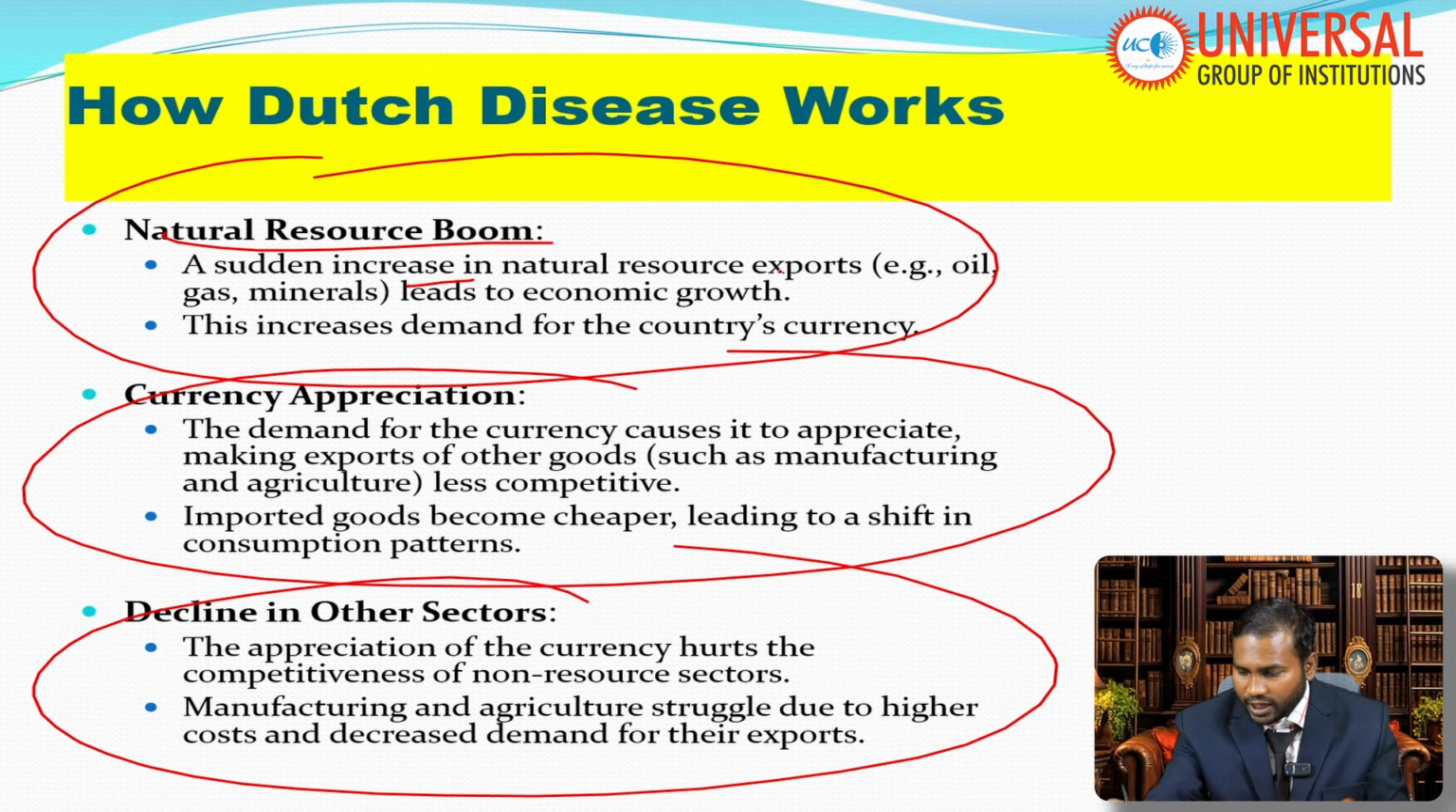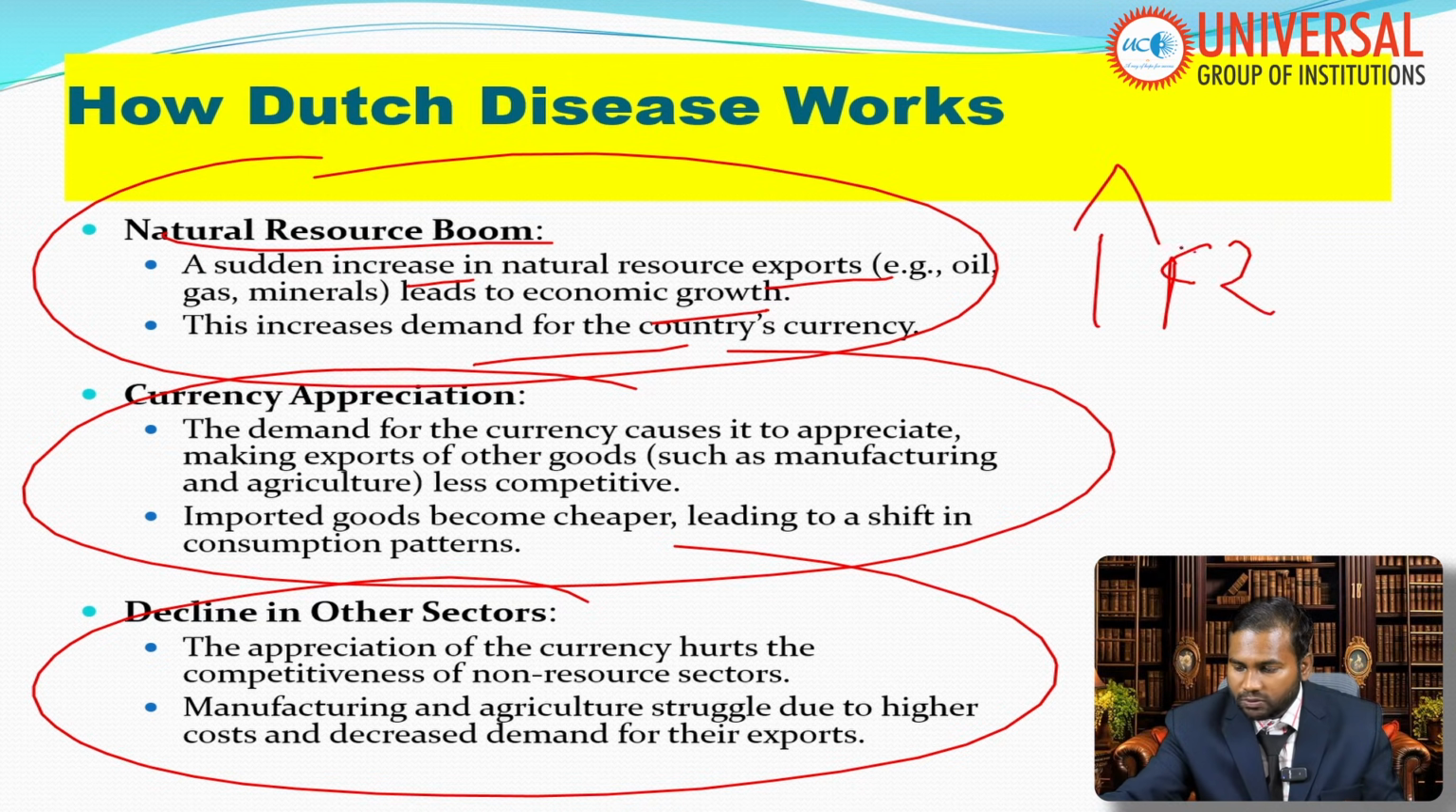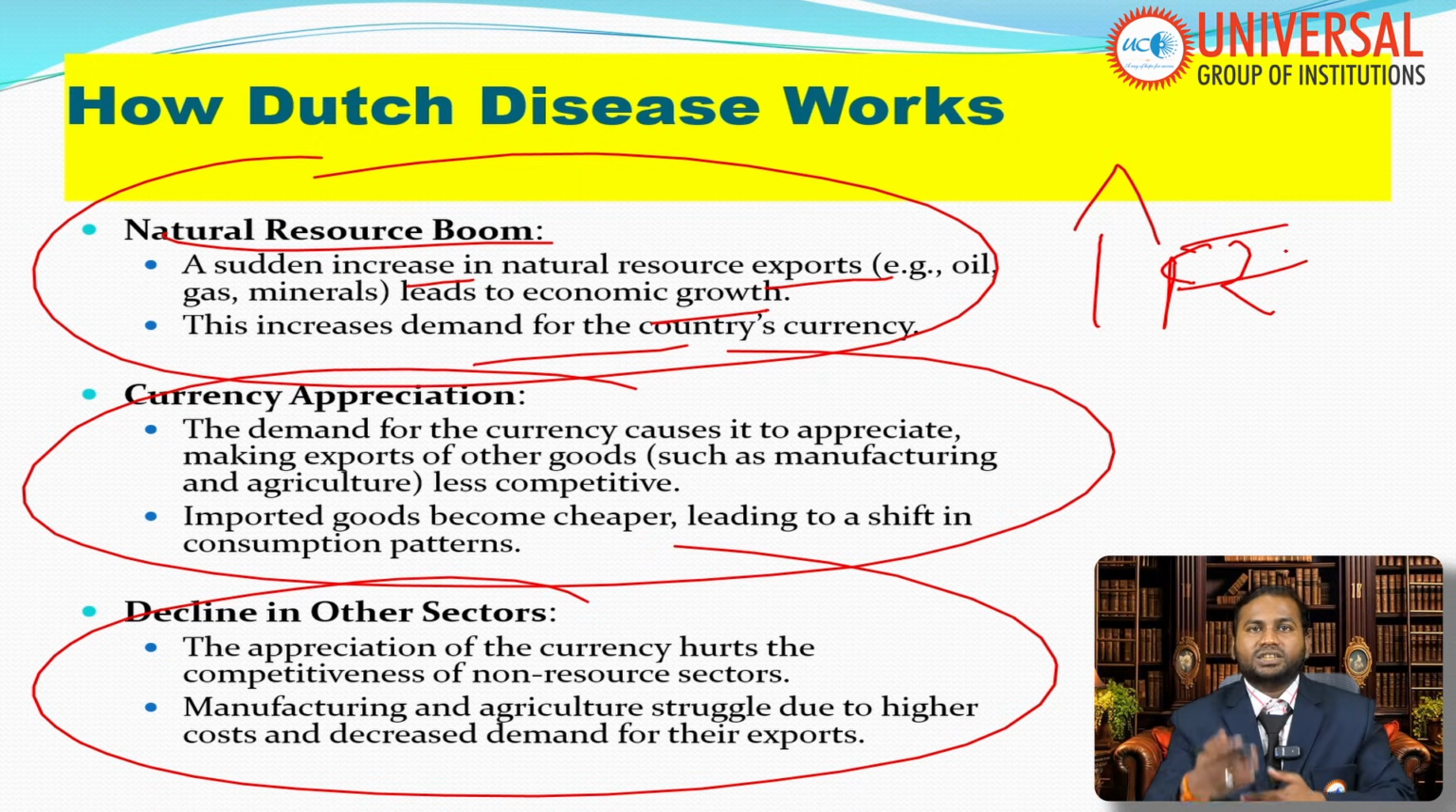A sudden increase in natural resource exports will result in economic growth. That's a good thing. People want to buy goods from our country. When they want to buy our goods, they have to buy our rupees. In this case, if we speak about India, they have to buy rupees. When people demand more, the currency's value appreciates. The rupee's value appreciates, and of course, if something is appreciating, it hampers competitive exports. So our exports become costlier.